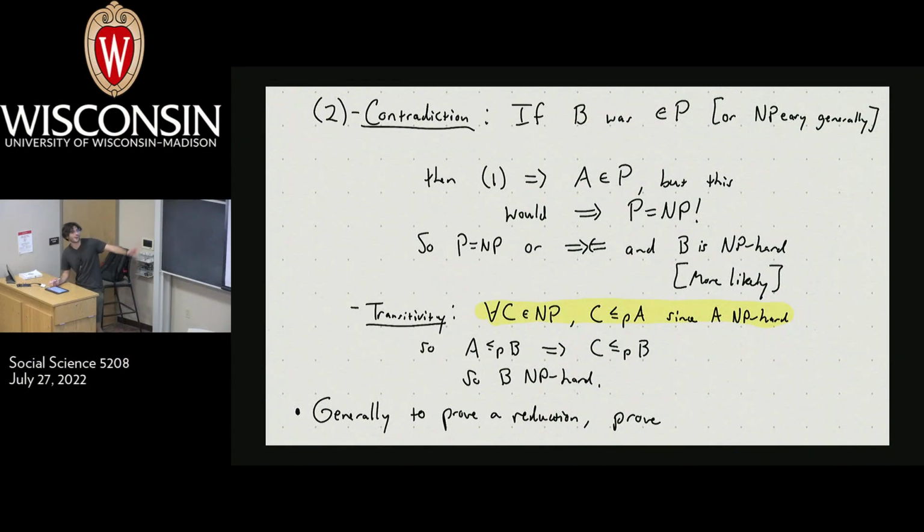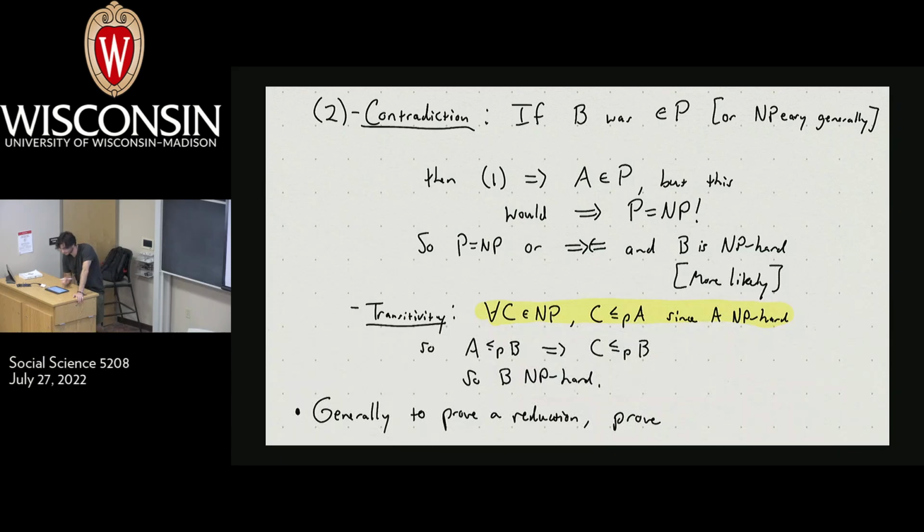Anyway, the reason why transitivity implies something's NP-hard is, if we know every problem reduces to A, and by transitivity, A reduces to B, that means every problem in NP also reduces to B. And so B is NP-hard.